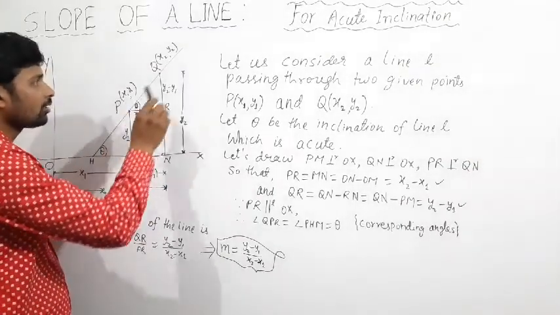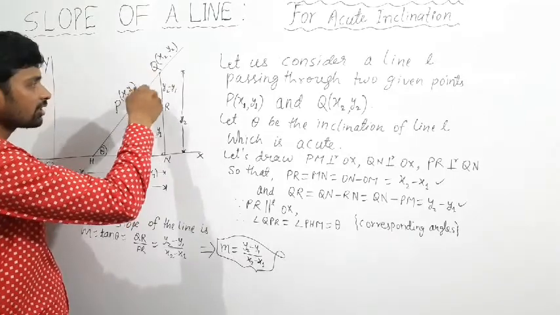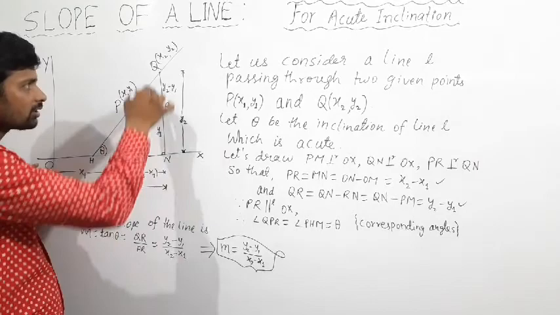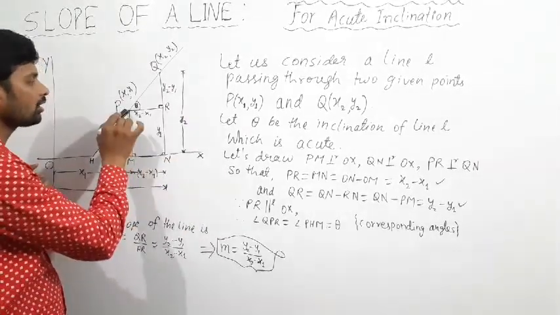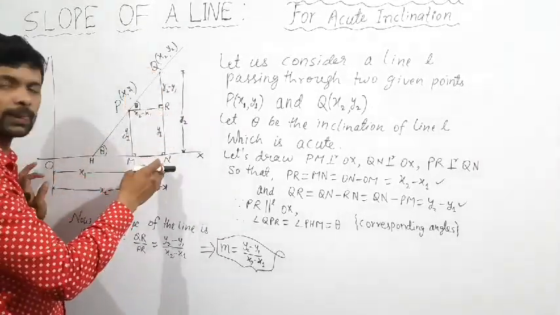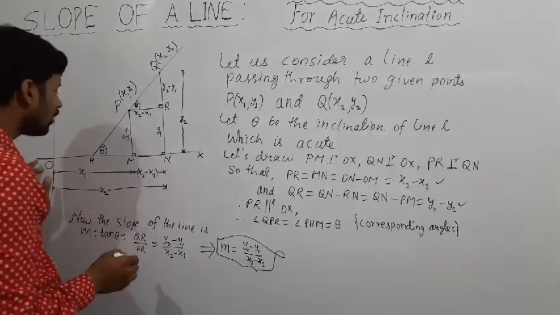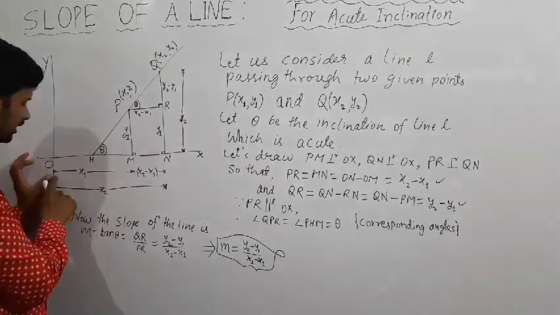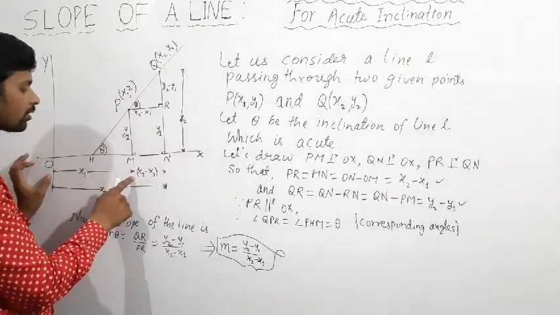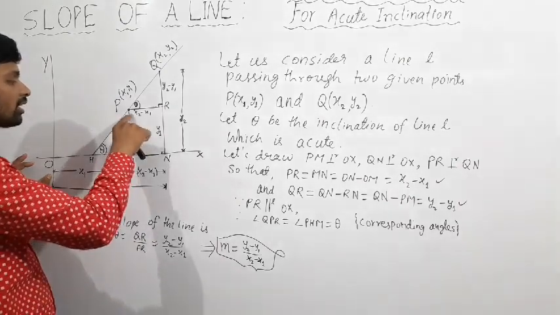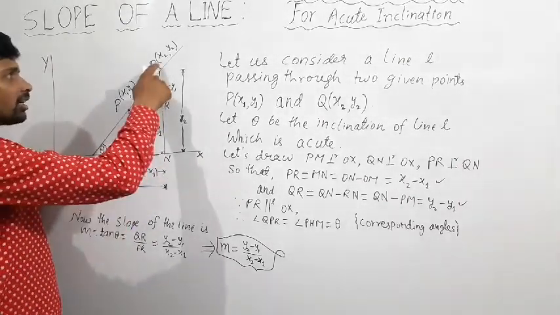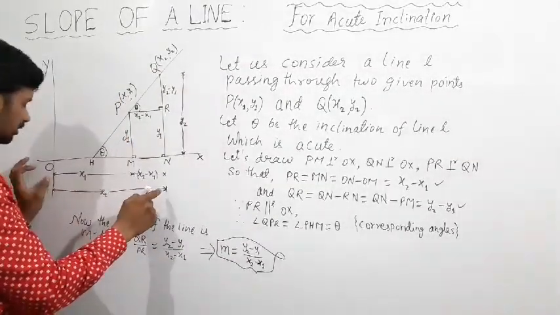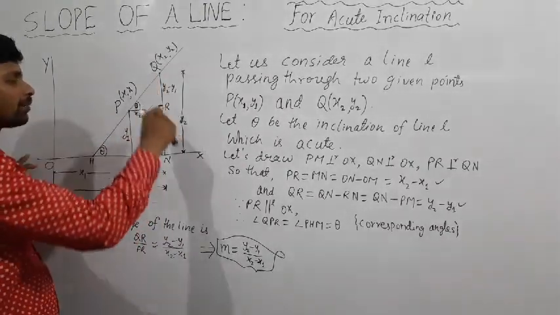Here is point P plotted, point Q plotted having coordinates x1 y1 and x2 y2. First of all, let's draw PM perpendicular on OX, QN perpendicular on OX, and again PR perpendicular on QN line. Since the coordinates of point P are x1, y1, its horizontal distance will be x1, and its vertical distance will be y1. Similarly, for point Q, its horizontal distance will be x2 and vertical distance will be y2.